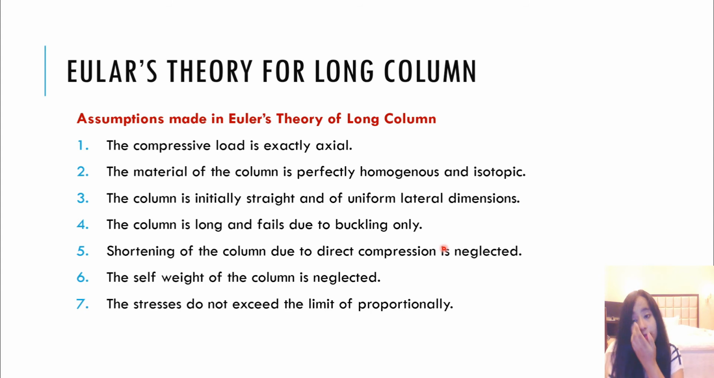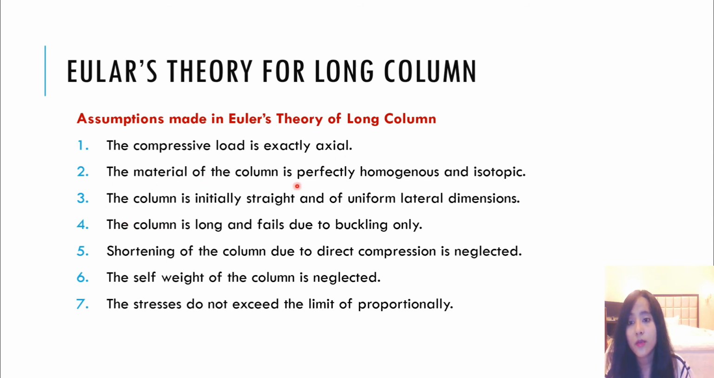So next we have Euler's theory for long column. So assumptions made in Euler's theory for long column are as: Number 1, the compressive load is exactly axial. मतलब जो compressive load लग रहे हैं column पे वो axially वो बीच पे लगेंगे. Okay, axial मतलब right at its axis. Okay, right in the middle of the column.